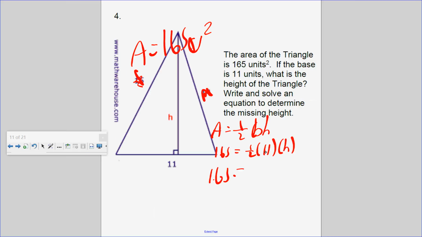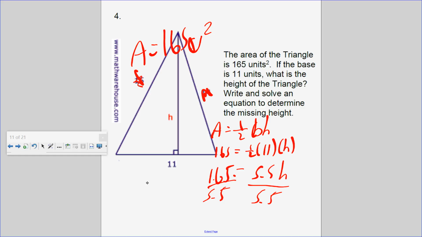So what's half of 11? That would be 5.5, or 5 and 5/10 times the height. So again, to solve this equation, we need to isolate h. What is the inverse of multiply? It is divide. So we divide 5 and 5/10 from both sides.